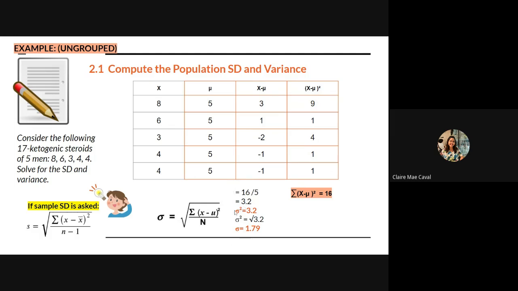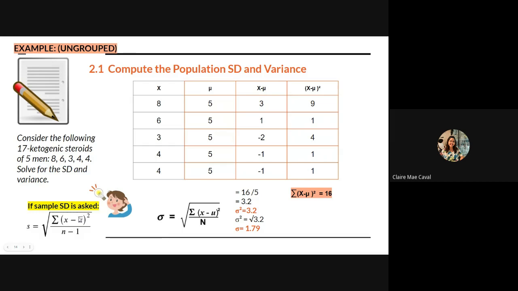So we come up with these answers, the ones in orange. If sample standard deviation and variance is asked, you use this formula. Sample and population standard deviation and variance are different because, as you can see, in the denominator you have to subtract 1 from the sample size. Here, there is no subtraction, just the population size. So, let's try to solve.